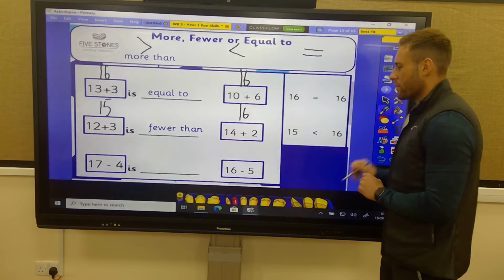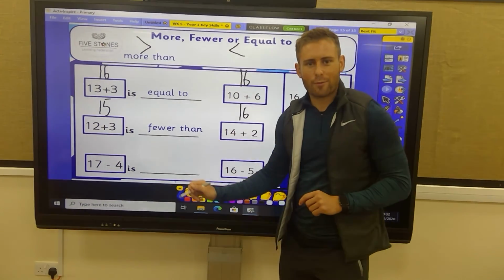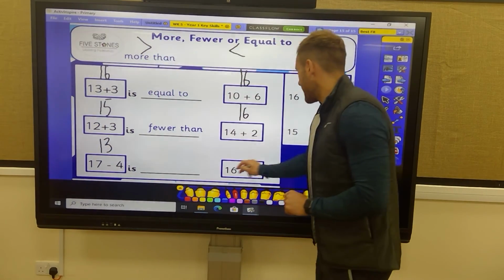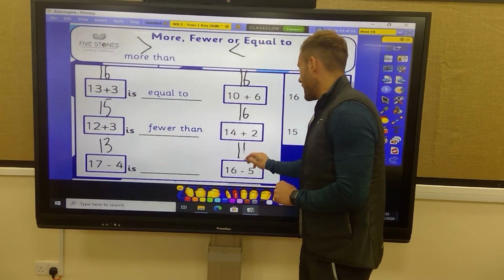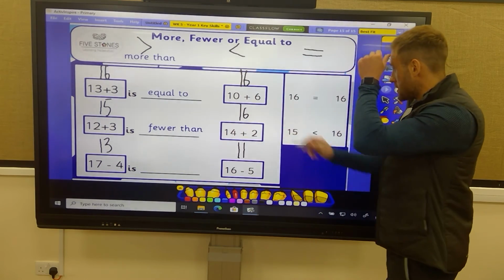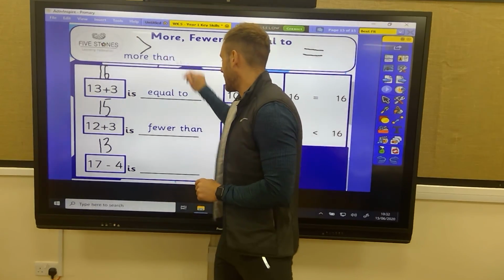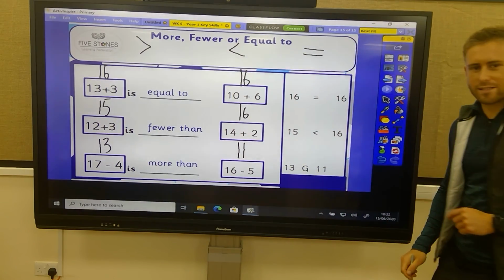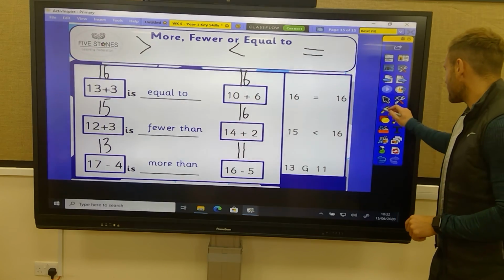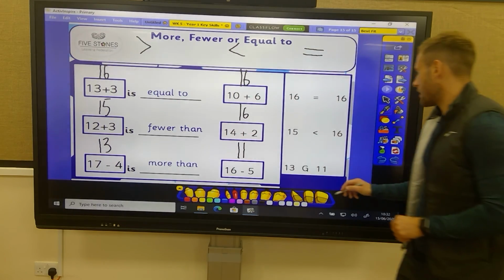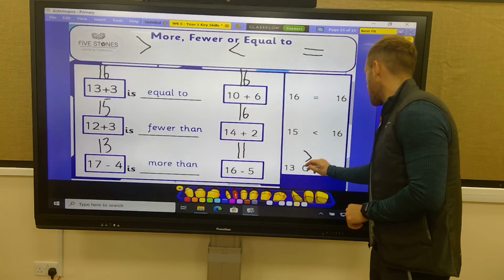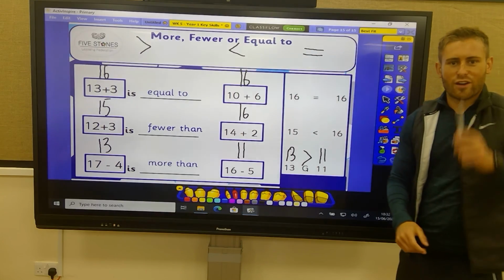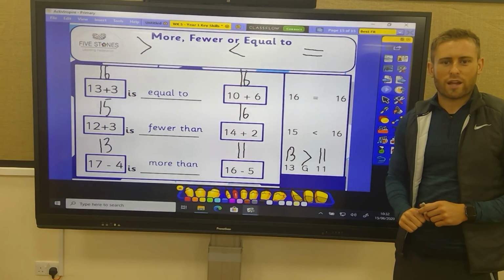And finally, oh, we've got subtraction this time. 17 take away 4 was, yes, it was 13. Good work. And 16 take away 5 is 11. So we also know that 13 is more than 11. Great work. And let's see if we've got that symbol. Oh, what does the symbol look like? Can you help me? Because mine hasn't shown up properly. 13 is more than 11. Great work for helping me show that correct symbol.